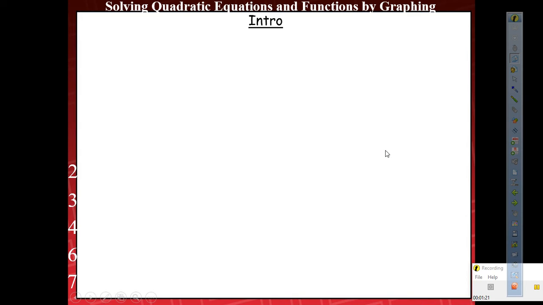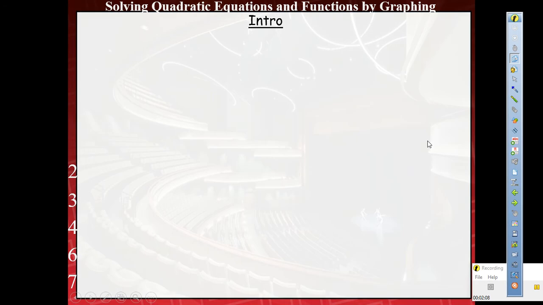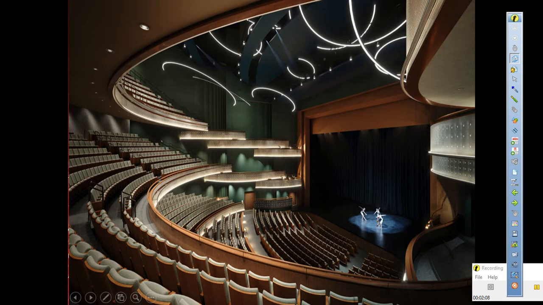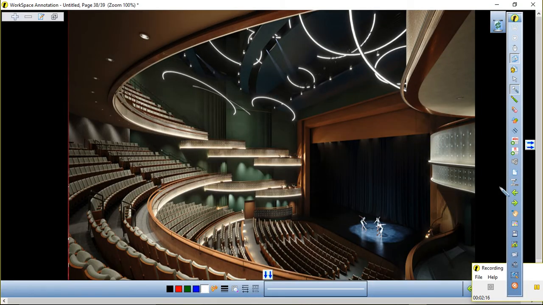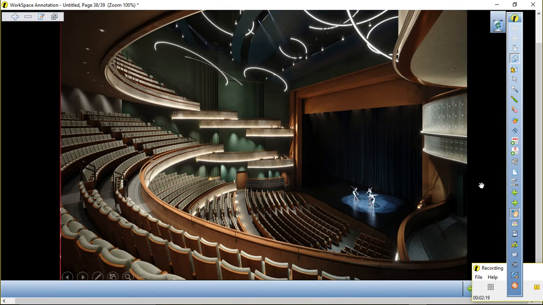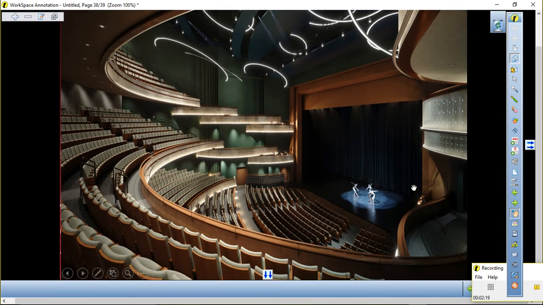I don't know if you've seen movies where, who's heard of the Colosseum in Rome, where they had the gladiators, fighting and stuff like that. But there are also amphitheaters in L.A. or anywhere, theaters that look something like this. You see them? So how do quadratic equations come into play here? Well, the mathematics in designing these has to do a lot with quadratic equations.